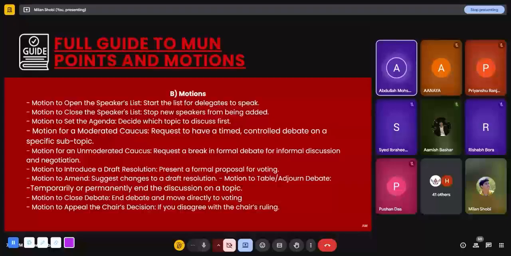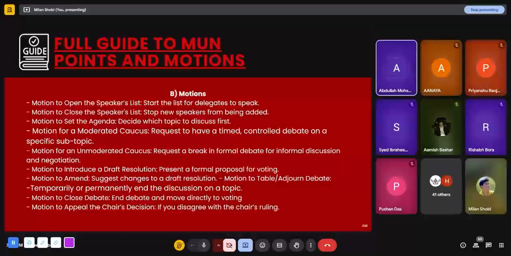Next comes motion to set the agenda, used at the beginning when there are two or more topics and we need to decide which one to discuss first. For example, if your committee has two topics, one is nuclear disarmament and the second one is cyber warfare, you would say motion to set the agenda to topic 2, cyber warfare. Then the committee will vote. The topic with majority votes will be selected as the agenda.